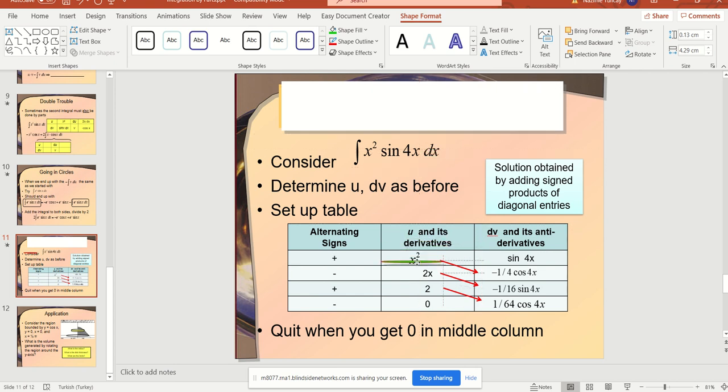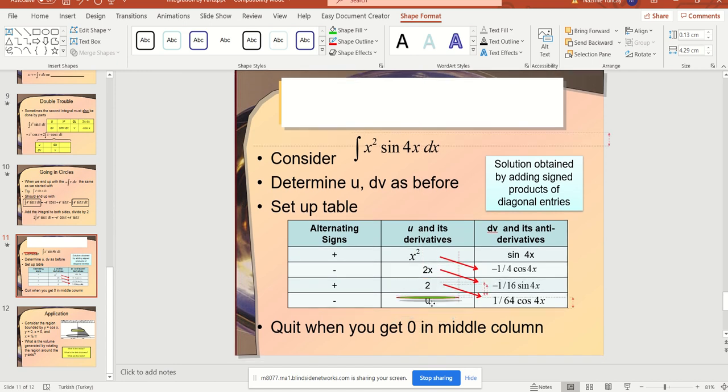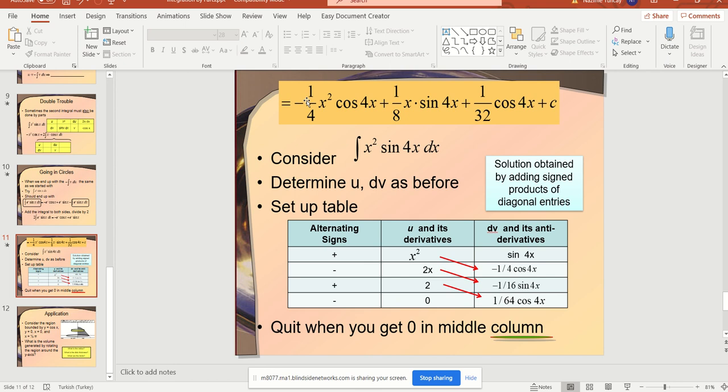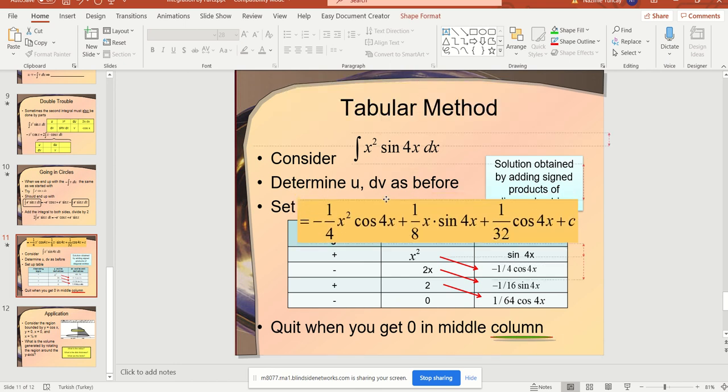Here we take derivative until we get 0, and here we take integral until this derivative is 0. Then we cross multiply x squared by this minus 1 over 4 cos 4x, this one by this one, and the 2 by this one, and then our answer will be this one. Our answer will be this one minus 1. Look, let us look at this.